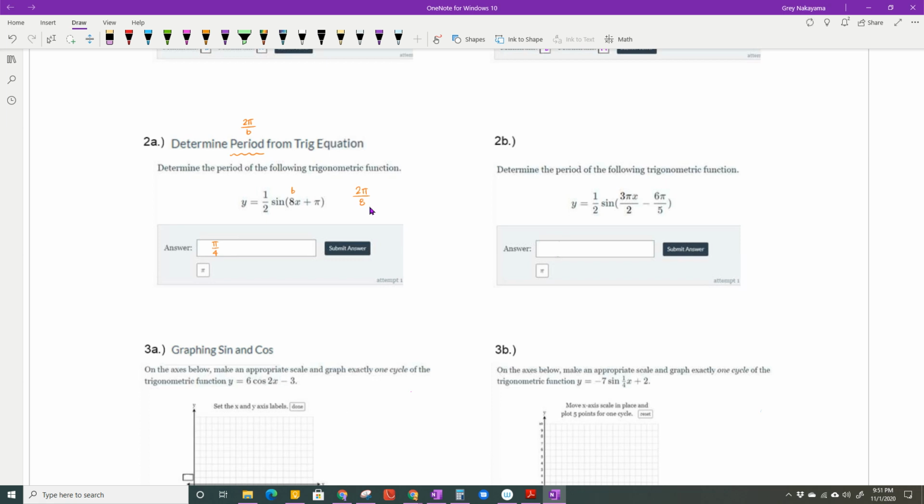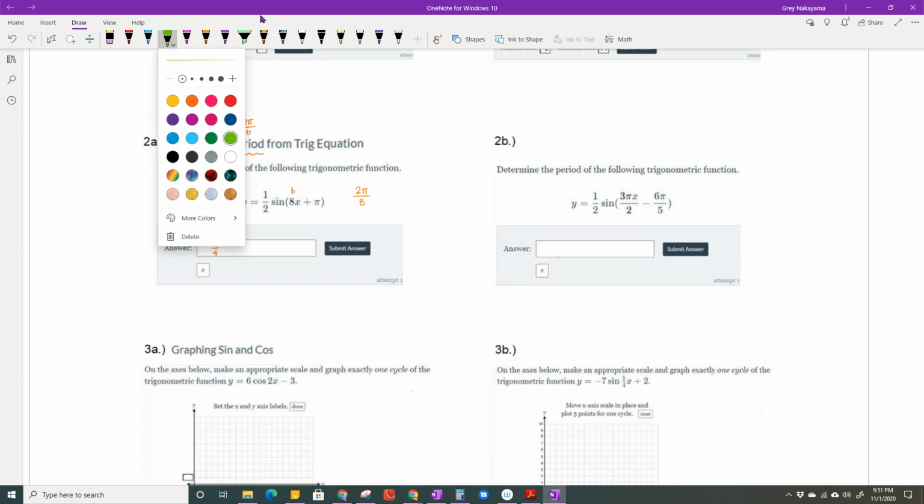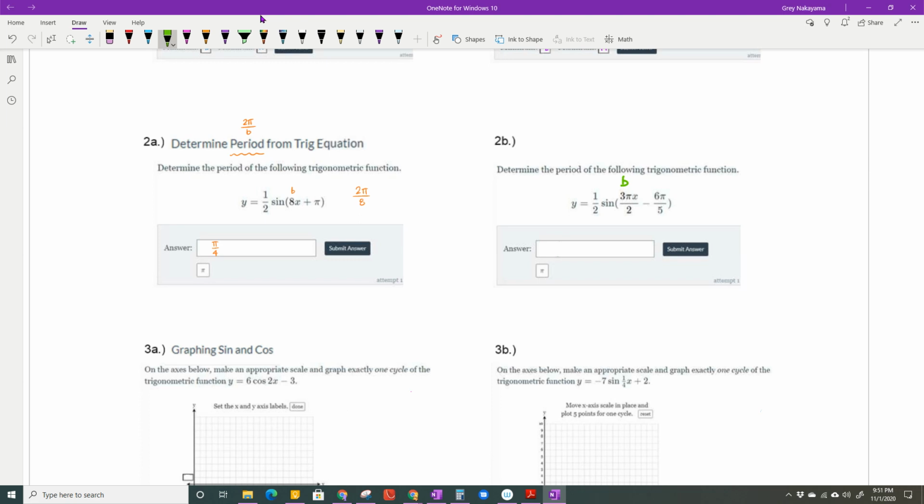What may be challenging is the second type of problem, and that is because my b value is actually a fraction. So my b value here is 3 pi over 2. When you divide by a fraction, you simplify that by multiplying by the reciprocal. So 2 pi over b is going to be 2 pi multiplied by the reciprocal of b. And when you simplify that, you get 4/3. Again, pause the video, go work those problems, and then come back.